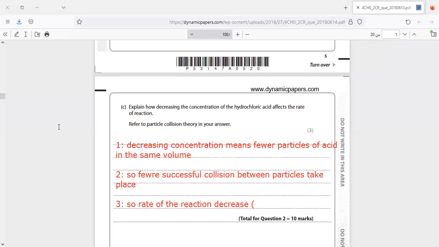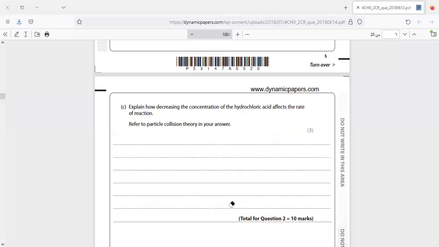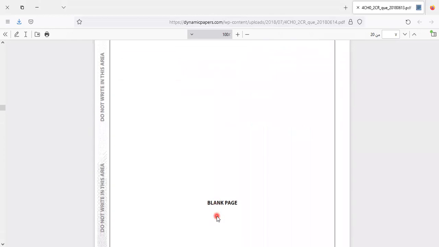Can you repeat it again? Explain how decreasing the concentration of the hydrochloric acid affects the rate of reaction referring to particle collision theory in your answer. Decreasing the concentration means there are fewer particles of acid in the same volume. So fewer successful collisions between the particles take place. So the rate of the reaction decreases. So 3 marks for the question, 10 marks for the whole question number 2. Go ahead for question number 3.